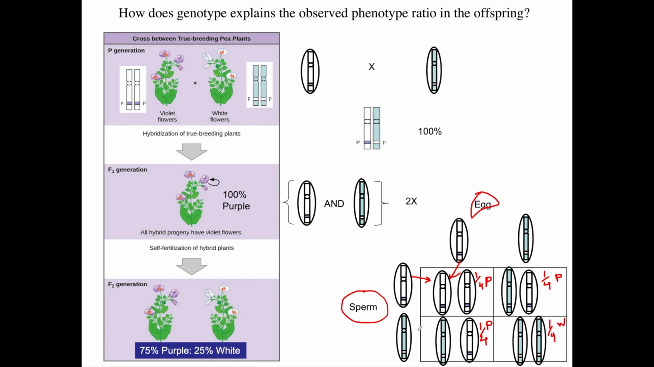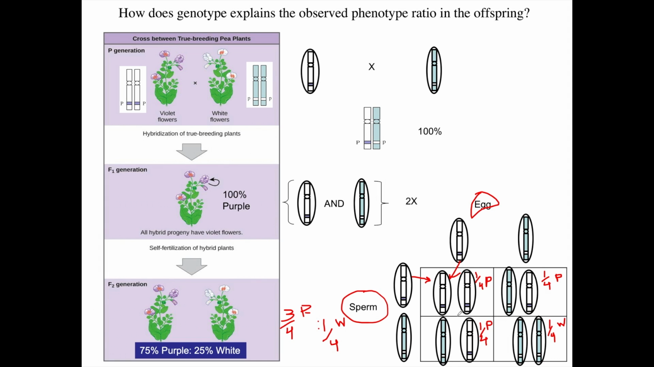Okay? So then 3 out of 4 are going to be purple. 1 out of 4 are going to be white. 75%, 25%. That is called the phenotypic ratio, the ratio of the phenotypes of the individuals.